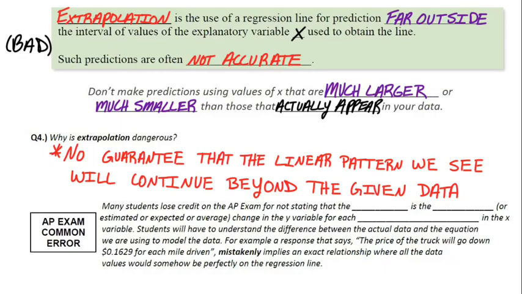In the last little bit here, the AP exam common errors. A lot of people lose credit on the AP exam for not stating that the slope is the predicted rate of change. So they don't say it's the predicted or the expected or the average rate of change for each 1 unit increase in the x. So don't make that mistake.